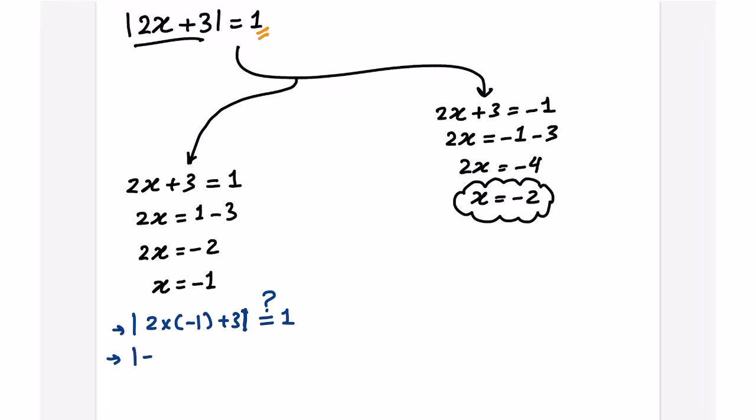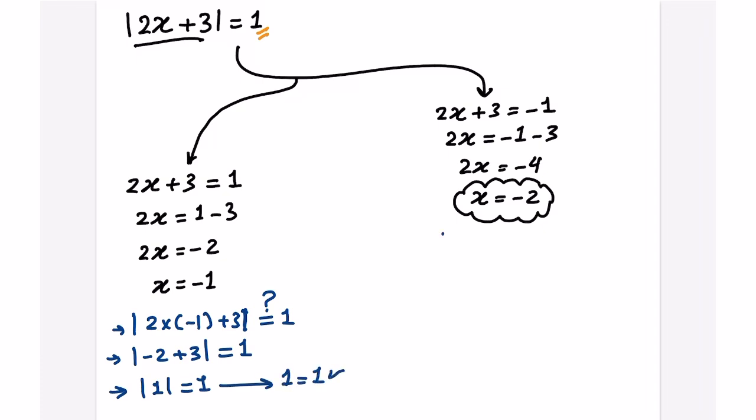So here we get the absolute value of -2 plus 3. Is it equal to 1? We don't know. So the absolute value of 3 minus 2, we get 1. And yes, it's equal to 1. So this one is true.